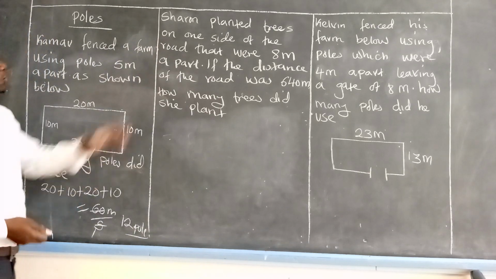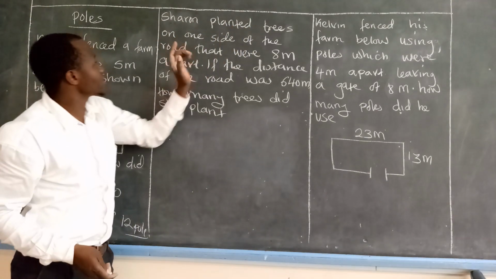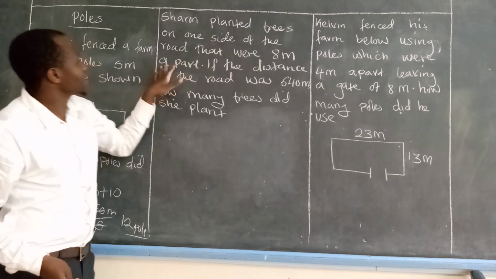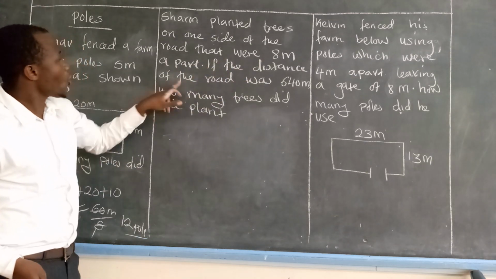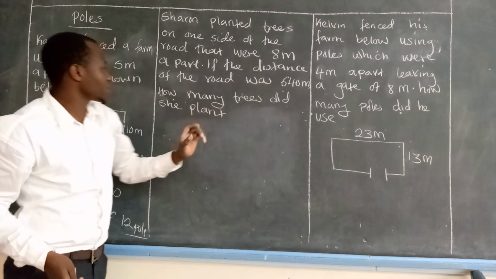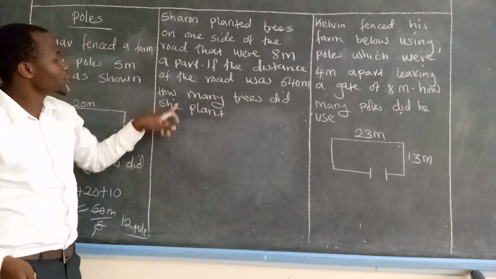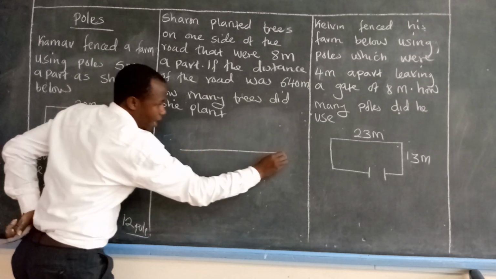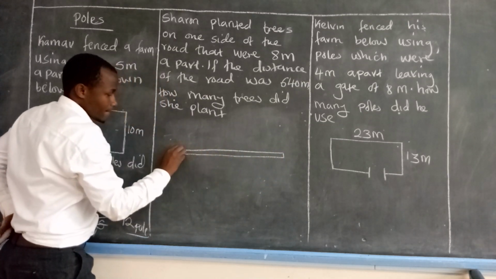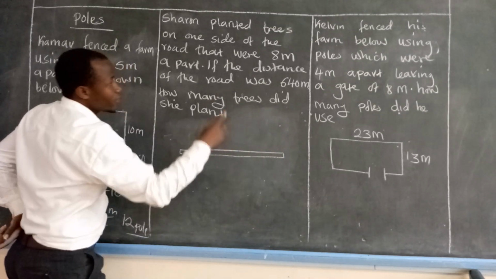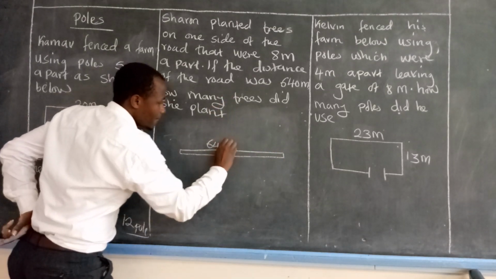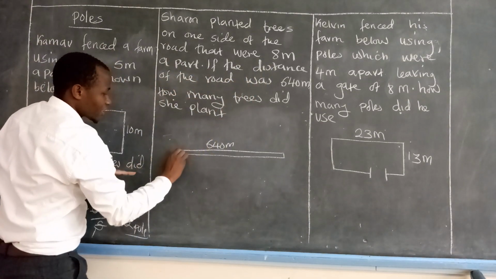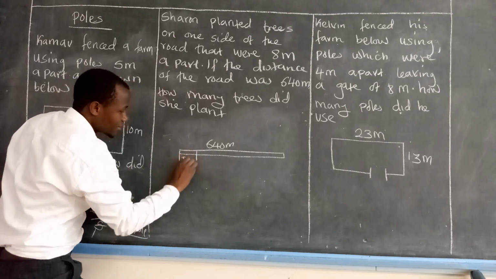Now, look at example 2. Sharon planted trees on one side of the road that were 8 meters apart. If the distance of the road was 640 meters, how many trees did she plant? Let us assume this is our road. The size of the road is 640 meters. The distance from one pole to the other is 8 meters.